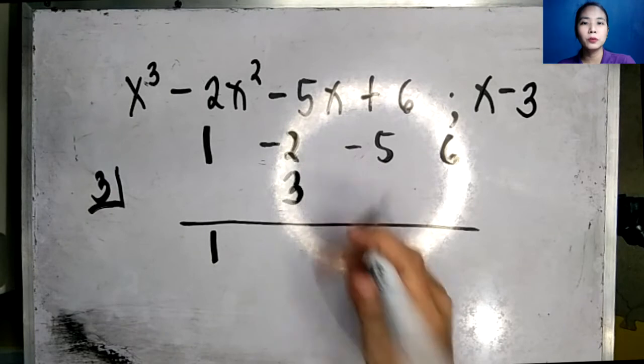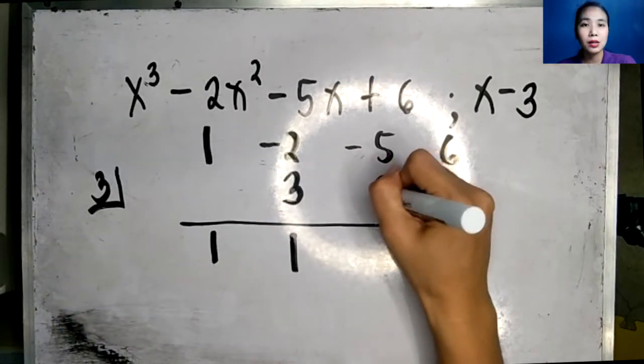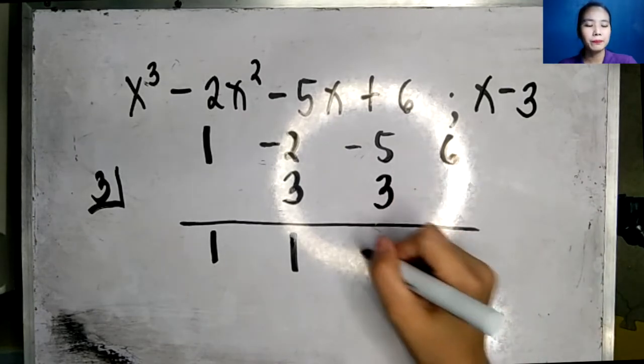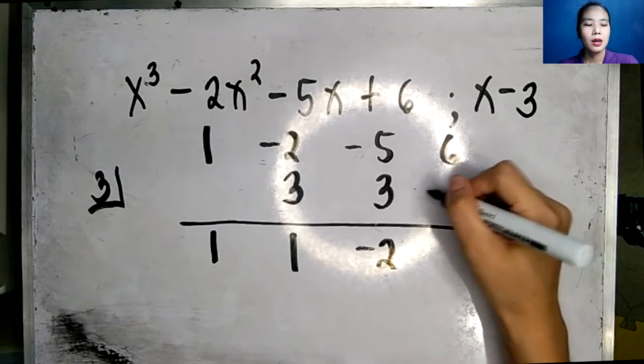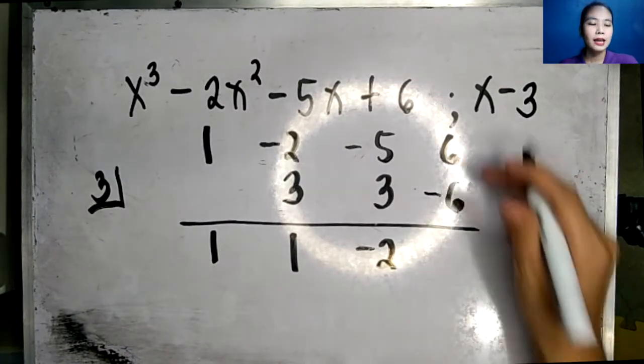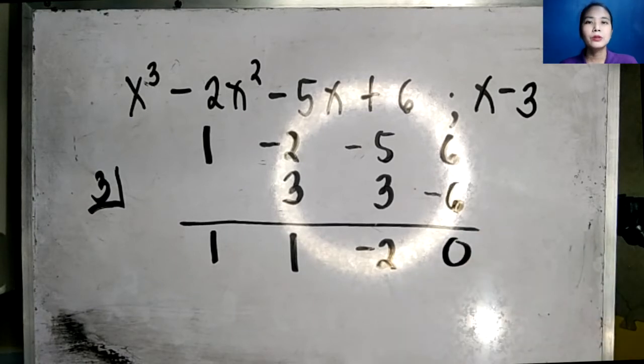Add this to negative 2 is equal to 1. 1 times 3 is 3. Plus negative 5 is negative 2. And negative 2 times 3 is equal to negative 6. And getting the sum of these two numbers will have 0. So since 0 is our remainder, we can say again that x minus 3 is a factor of x cubed minus 2x squared minus 5x plus 6.